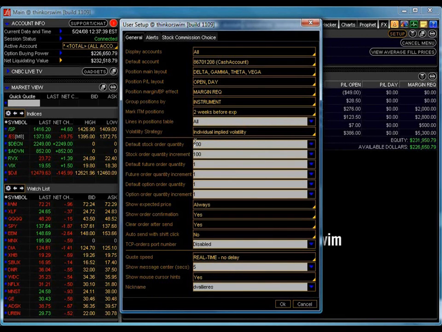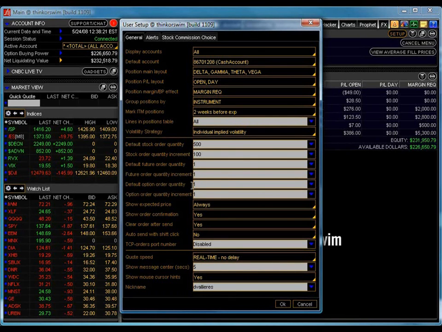My default stock order quantity is 500. You can select whatever instrument, but you can always change that. You select 500 to begin with, and then you can increase that as you go. The stock order quantity increment is 100, so if you select a stock that you want to buy, it automatically puts 500 shares in as your initial buy into the trade order tab. And then if you toggle up, it'll go up by 100 shares at a time. The default futures, I don't do anything with futures yet. I don't really care for futures that much, to be honest with you.